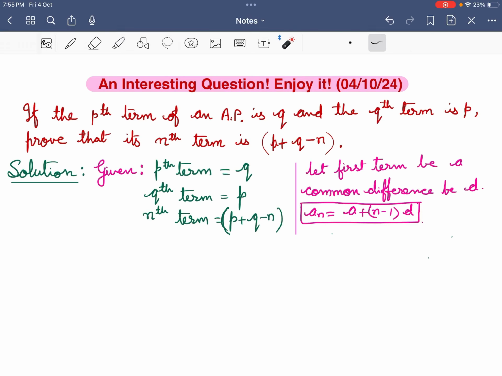Now let's assume the first term is a and the common difference is d. We all know how to find the nth term: it is equal to a plus n minus 1 into d. Now the pth term is given, right? So we can write the pth term here.